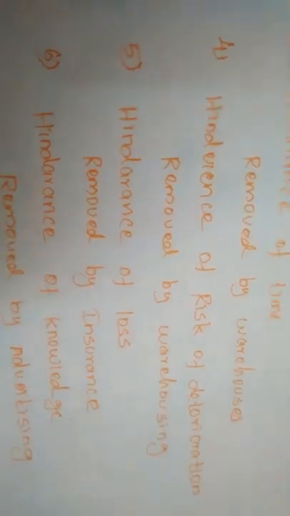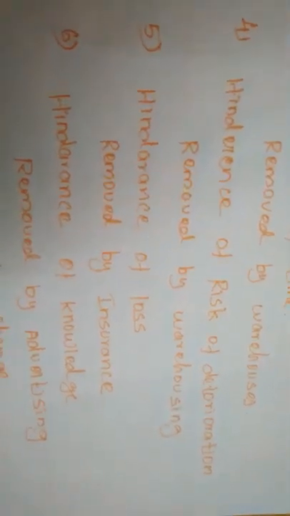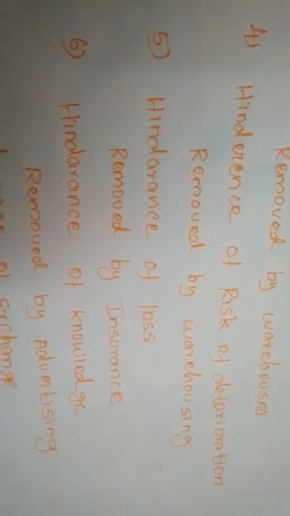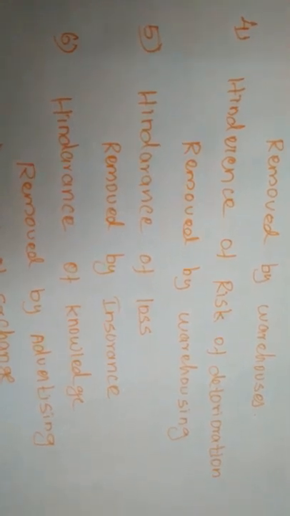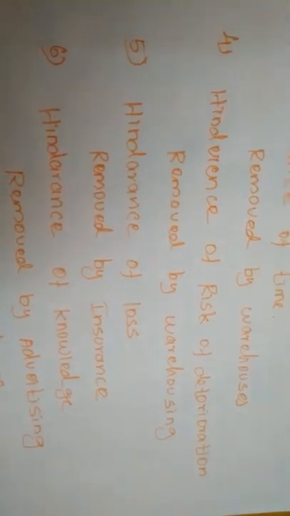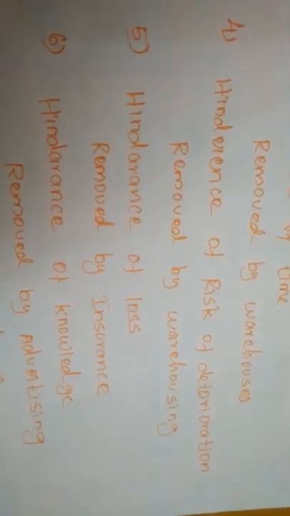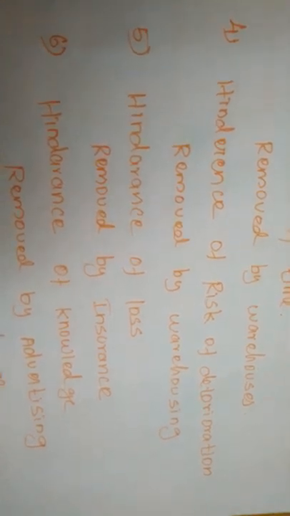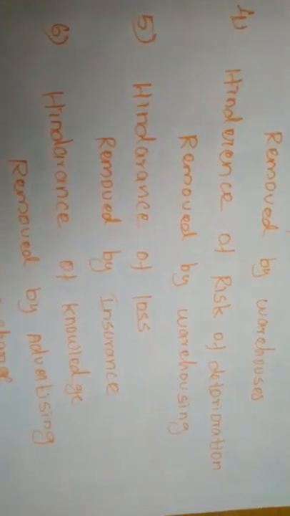The accident: when we are distributing the commodities from the industry to the market, the carrier may meet with an accident. Otherwise there can be loss or failure in the market, or theft, or floods, and some more reasons. If any one of these reasons causes the producer or the distributor to meet a loss, that is the hindrance of loss. That is called hindrance of loss.